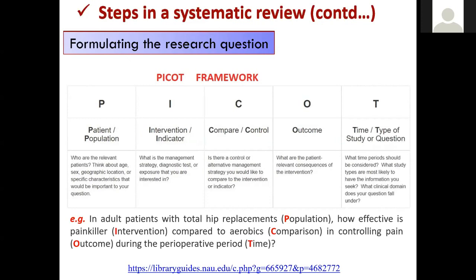This is an example of a research question using the PICOT framework. In adult patients with total hip replacements, how effective is painkiller compared to aerobics in controlling pain during the perioperative period? Now, if you look at this research question, there are a number of components to it. The adult patients with total hip replacement is the population of our interest. Painkiller is the intervention that we want to evaluate, against aerobics, which is the comparator. And the outcome is the control of pain. And the time period here is the duration during the perioperative period.